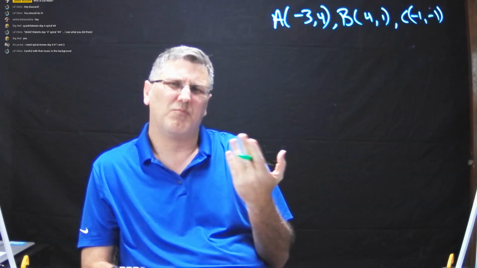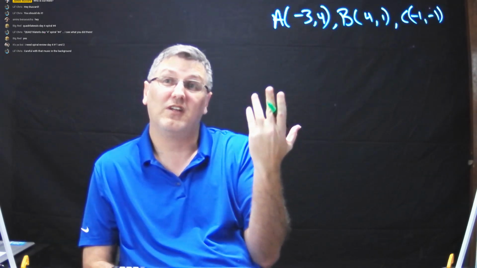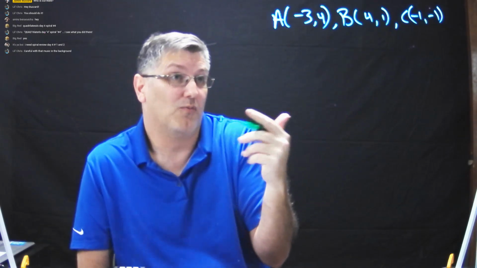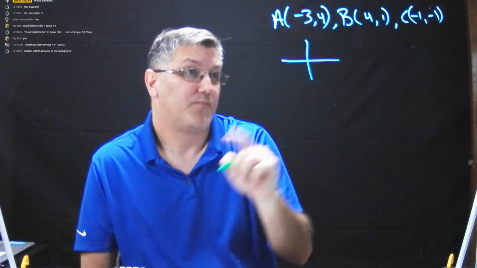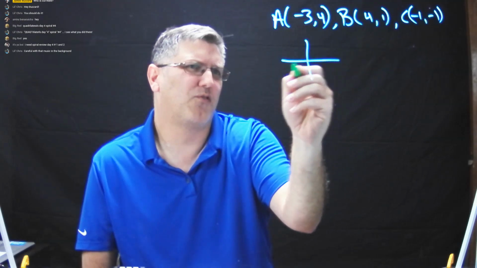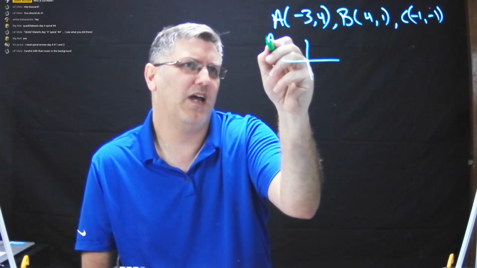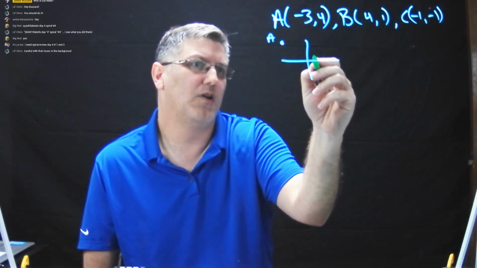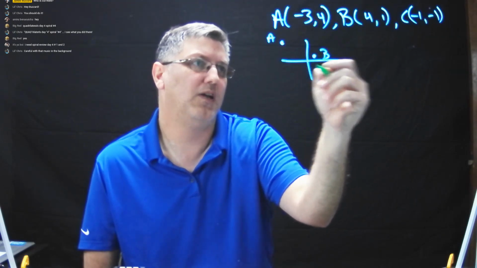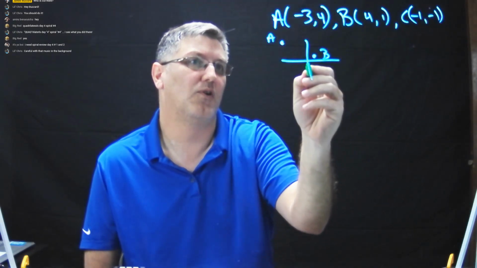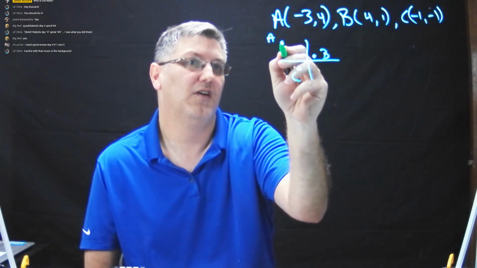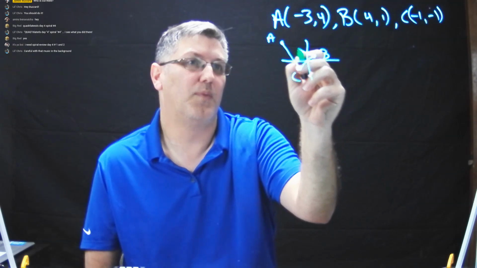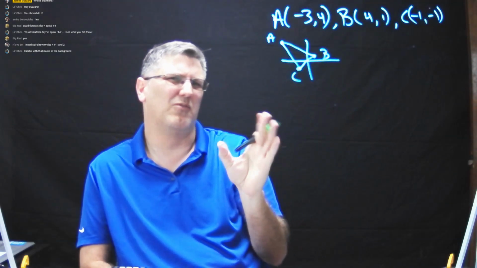Well, you know what? My first instinct is let's graph it and let's see if it doesn't even look like a right triangle. So here we go. So let's do -3, 4. Let's call that A. 4, 1. Let's call this B. -1, -1. Let's call this C. So it passed the eye test, but we're not real sure.